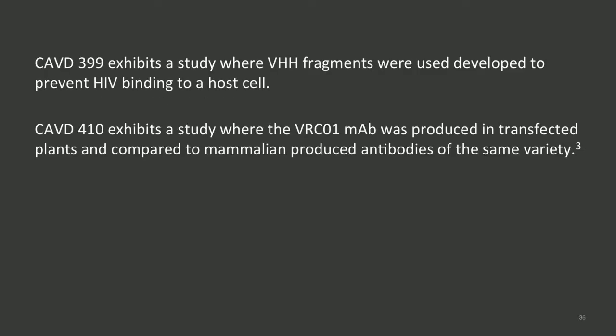So with all that, the CAVD has studies in Atlas that look at some of these modern methods. CAVD 399 looks at these camelid antibody fragments and the neutralizing power of those antibodies. CAVD 410 is looking at this particular MAB, VRC01, and transfecting those antibody genes in plants, particularly tobacco plants, and mass producing these antibodies as a way to figure out a cost-effective way of producing that particular monoclonal.